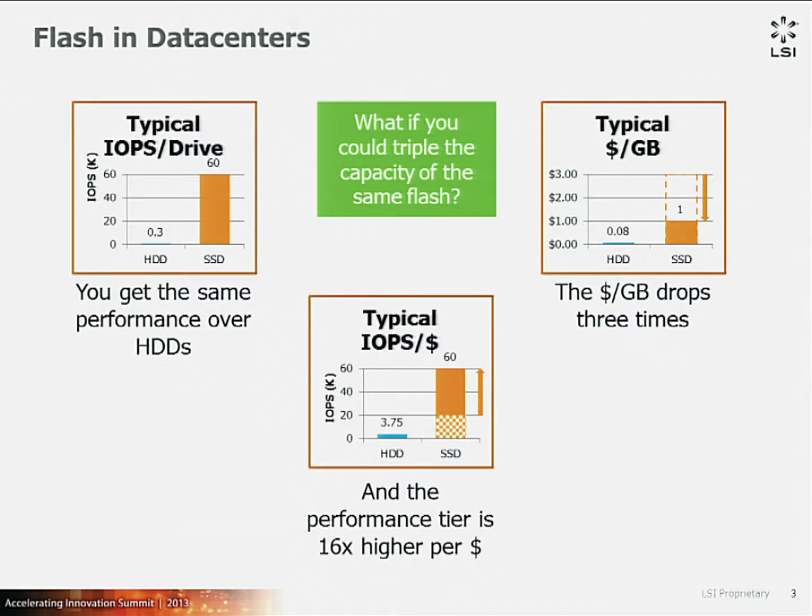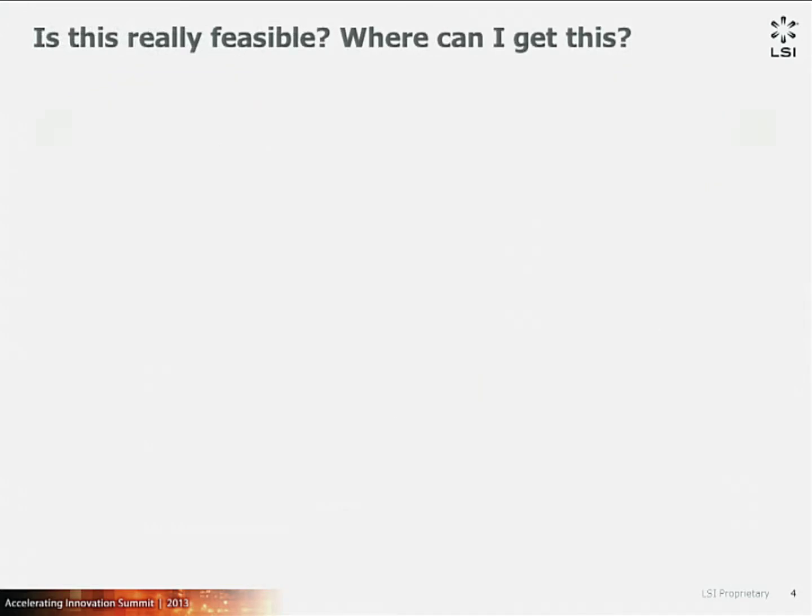So then when you look at the IOPS per dollar, you get, of course, that 3x improvement. So now you're looking at something like 16 times higher performance per dollar. So that's a huge advantage for flash in the data center. So all we've got to do is figure out how to triple the capacity of that flash.